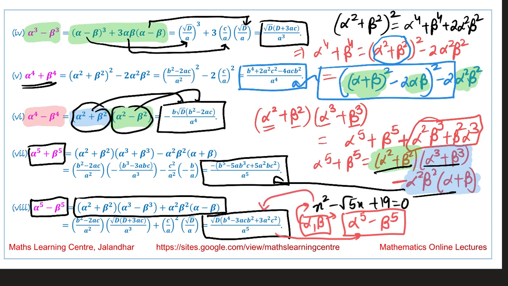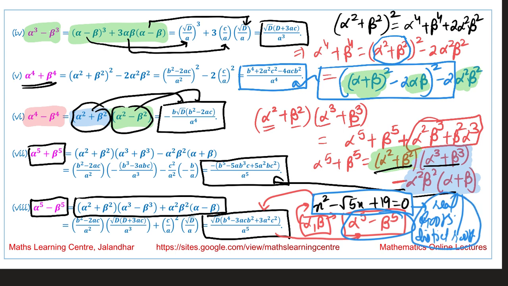But an important thing to note is that this equation should have real roots, and it should have distinct roots, otherwise there is no meaning of asking alpha raised to power 5 minus beta raised to power 5. So this equation should have real and distinct roots, then we can use these kinds of formulas to evaluate the value of alpha raised to power 5 plus beta raised to the power 5 directly.